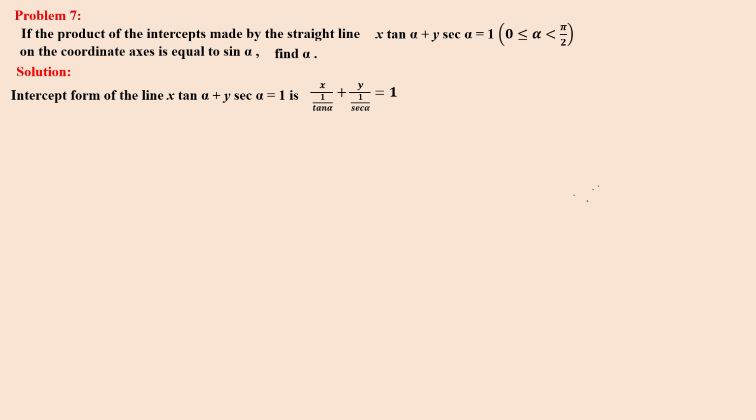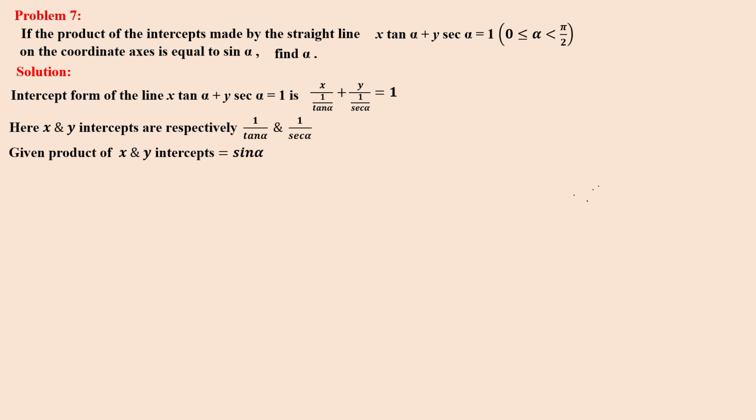We know x by a plus y by b equal to 1, where a is the x intercept and b is the y intercept. Here instead of a you have 1 by tan alpha, and instead of b you have 1 by secant alpha. So 1 by tan alpha is the x intercept and 1 by secant alpha is the y intercept of the given equation, right? So the product of these intercepts equals sin alpha, that is given.